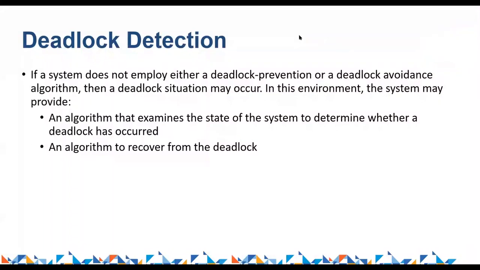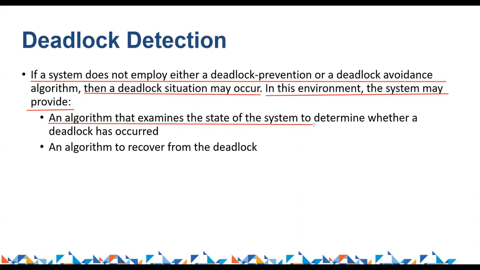Deadlock detection. You know what it means? If a system does not employ either a deadlock prevention or a deadlock avoidance algorithm, then a deadlock situation may occur. In this environment, the system may provide some algorithms to detect the deadlock: an algorithm that examines the state of the system to determine whether a deadlock has occurred or not.